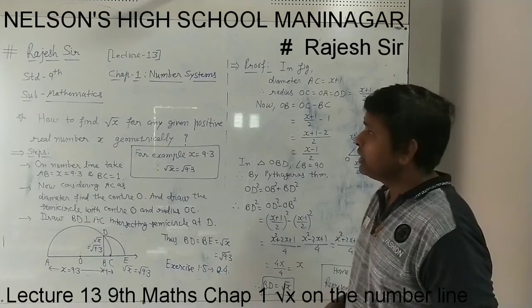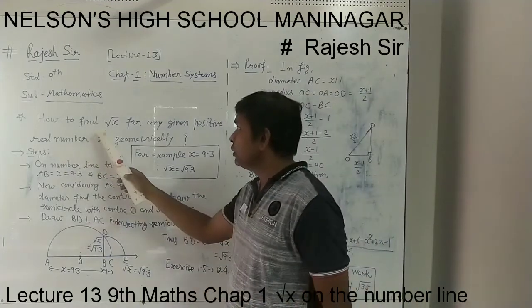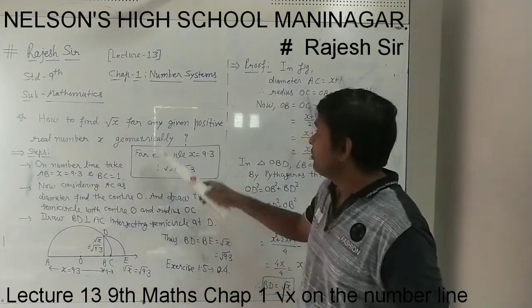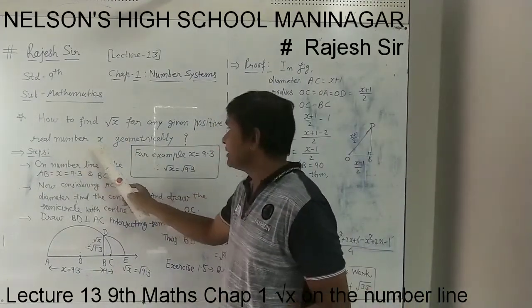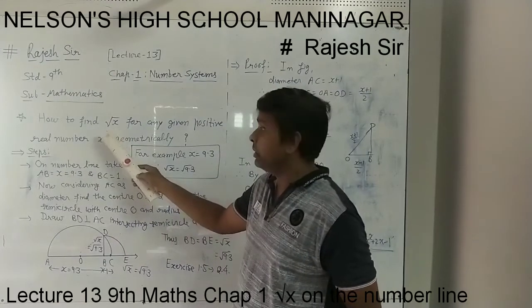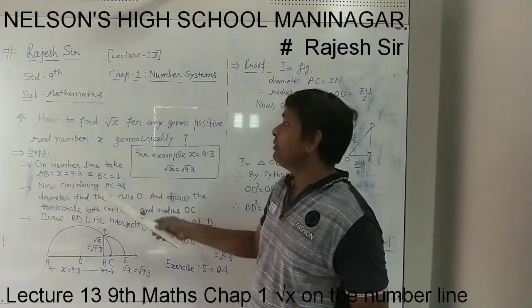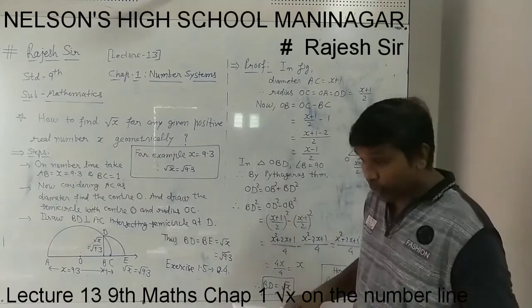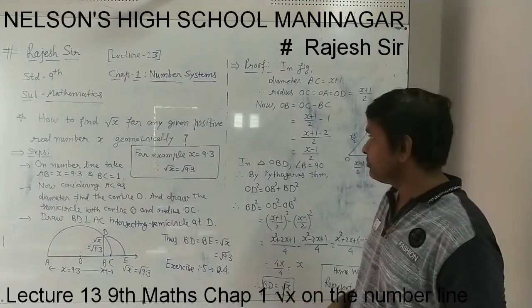Now we will see the new thing here: how to find root x type format values for any given positive real number x. X may be any positive real number, but it is in root. So how to find the value of this geometrically? That we have to see, and that we have to represent on the number line also.